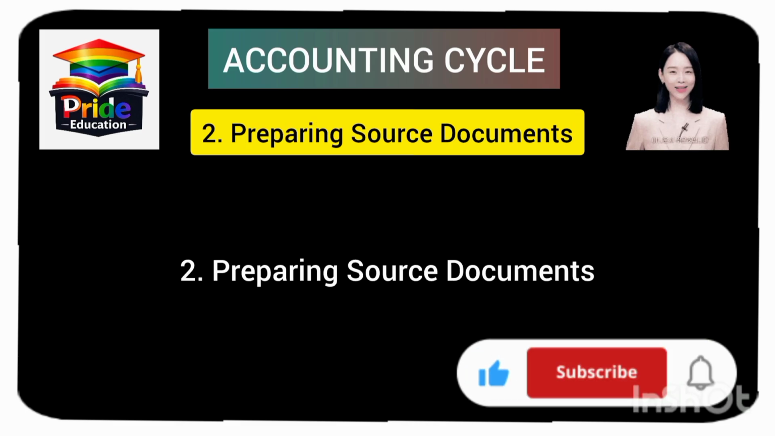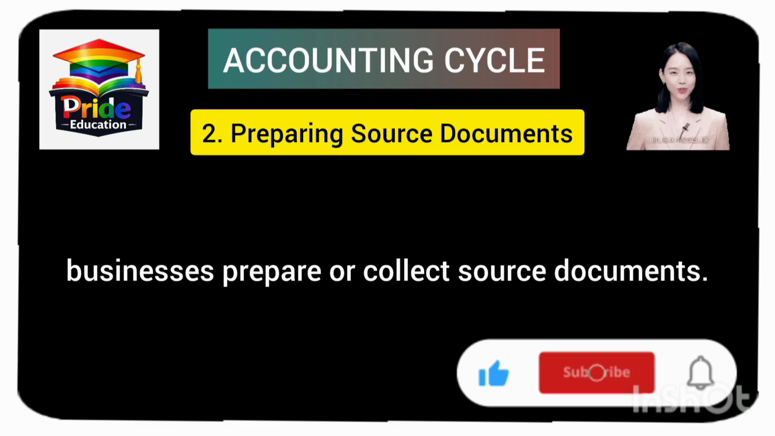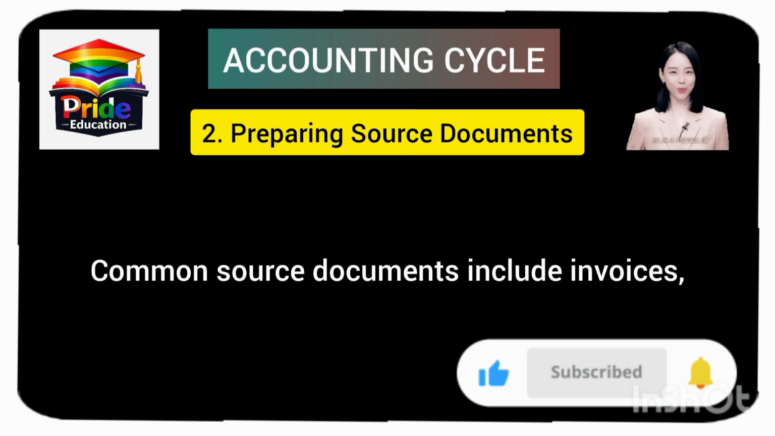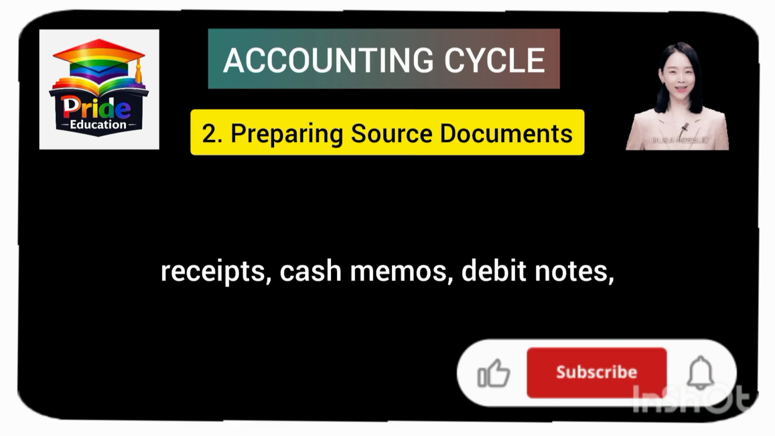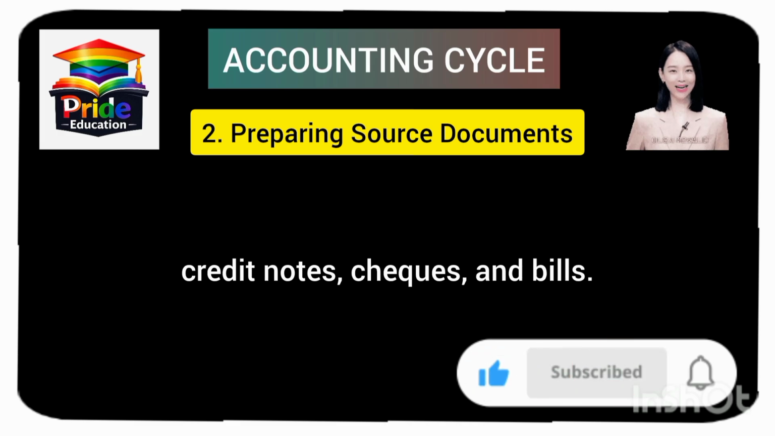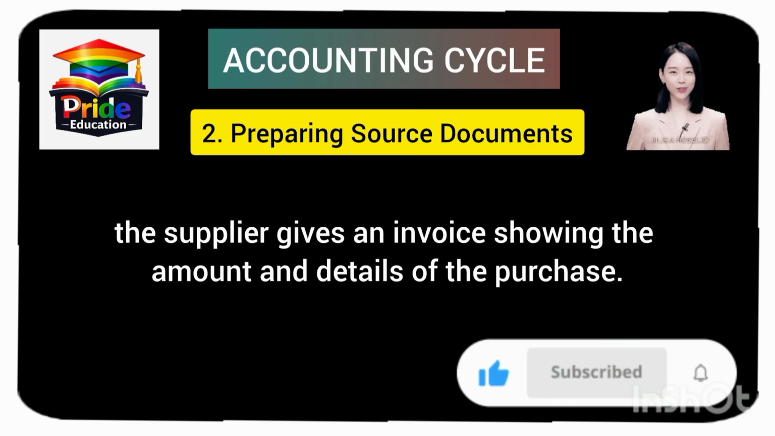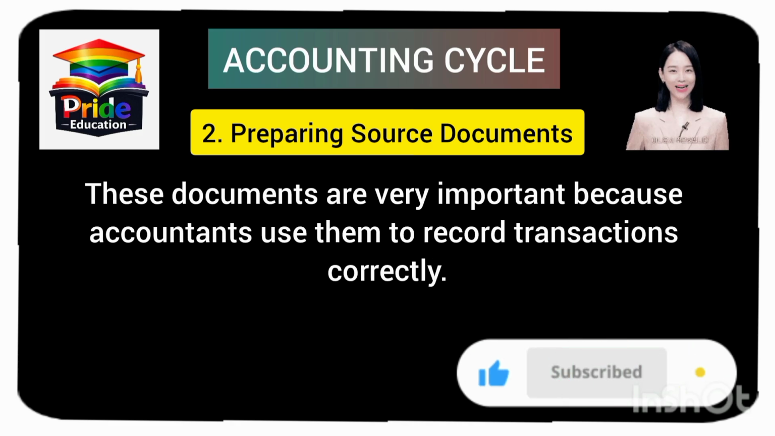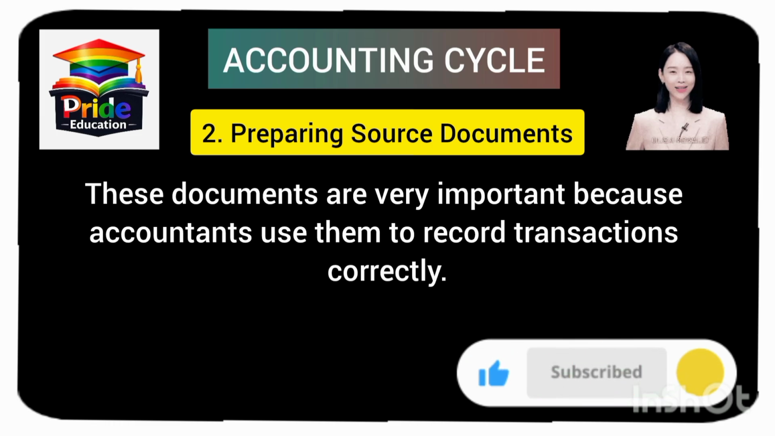2. Preparing source documents. After identifying transactions, businesses prepare or collect source documents. These documents provide proof that the transaction actually happened. Common source documents include invoices, receipts, cash memos, debit notes, credit notes, checks, and bills. For example, when goods are purchased, the supplier gives an invoice showing the amount and details of the purchase. These documents are very important because accountants use them to record transactions correctly.